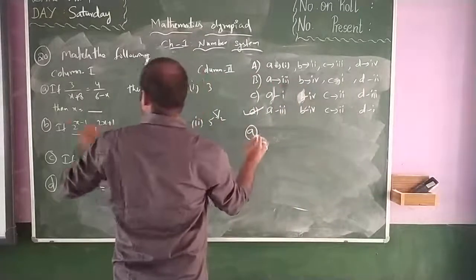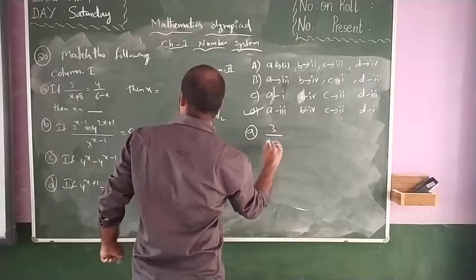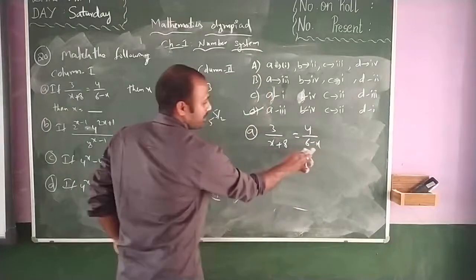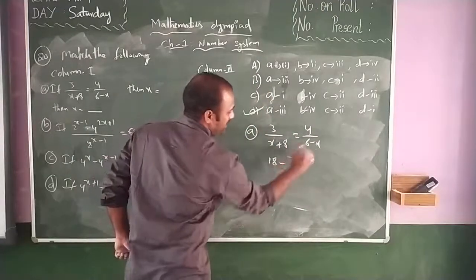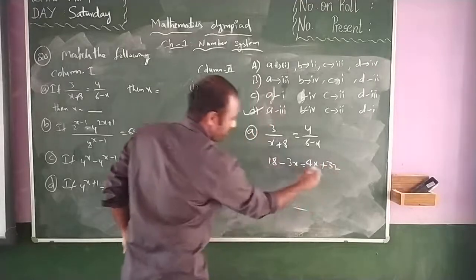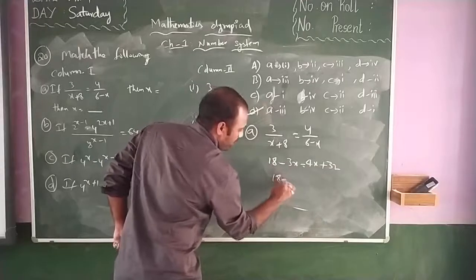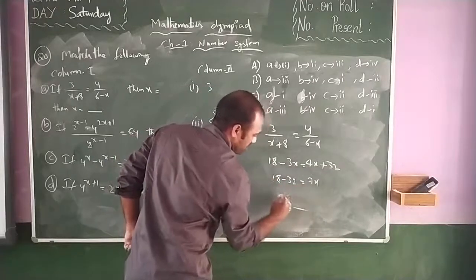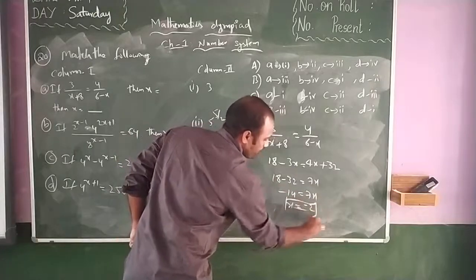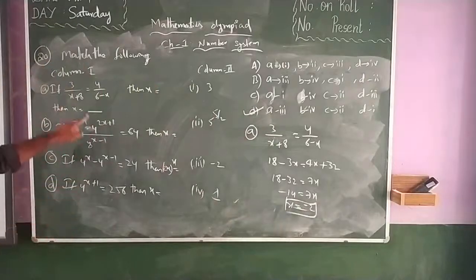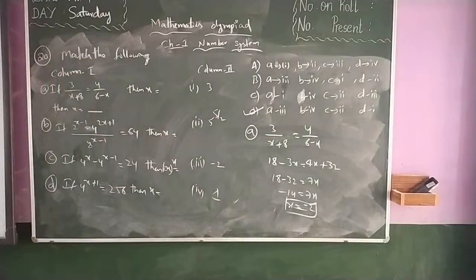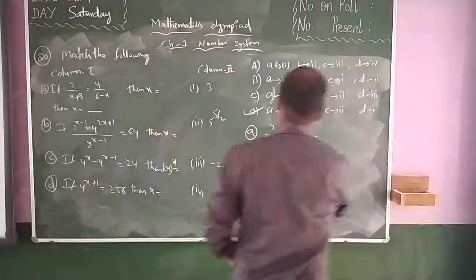So the answer is 3. Next A, that is 3 by x plus 8 is equal to 4 by 6 minus x. Let me do cross multiplication. 3 sixes are 18 minus 3x is equal to 4x plus 32. So 18 minus 32 is equal to 7x, minus 14 is equal to 7x, x is equal to minus 2. So the option will be third.